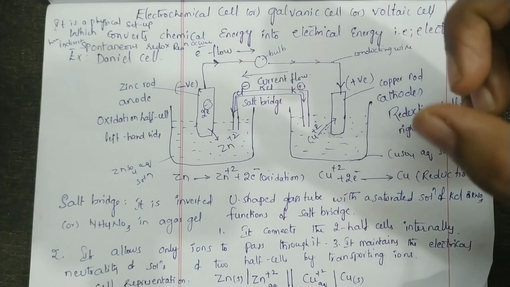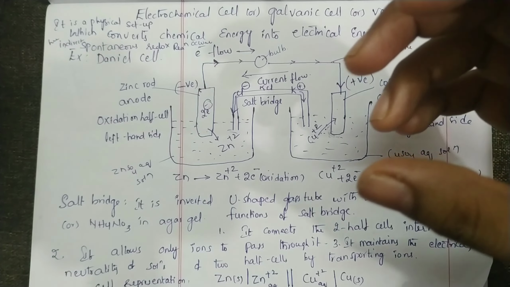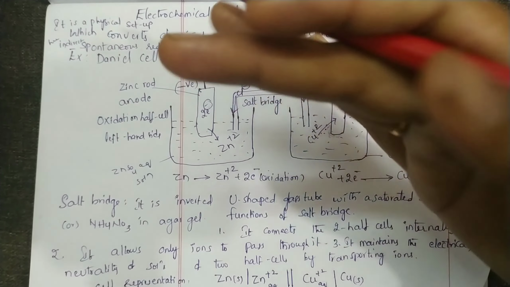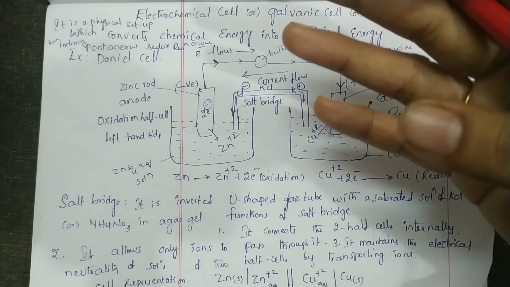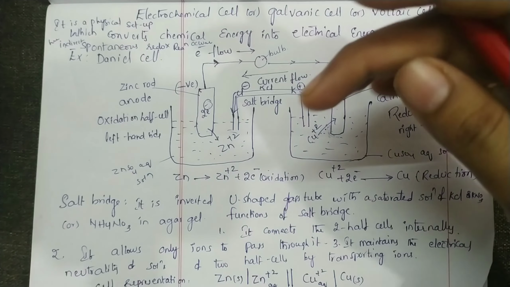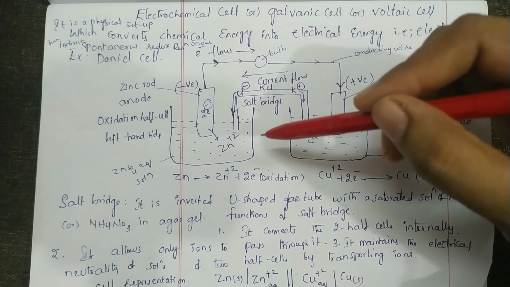For example, our battery works based on the principle of a galvanic cell. Inside a battery, chemicals are present which convert into electrical energy. Daniel cell is an example of a galvanic cell.